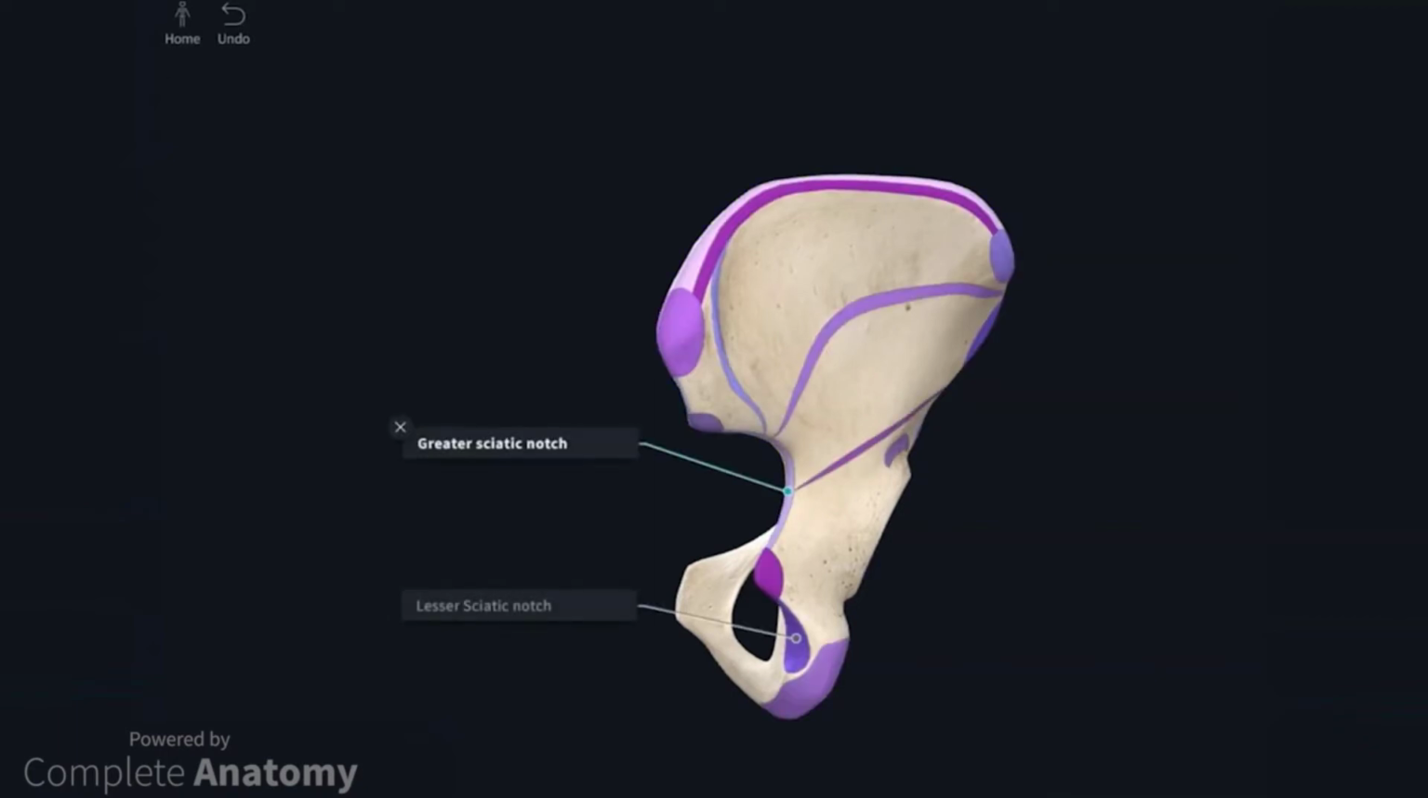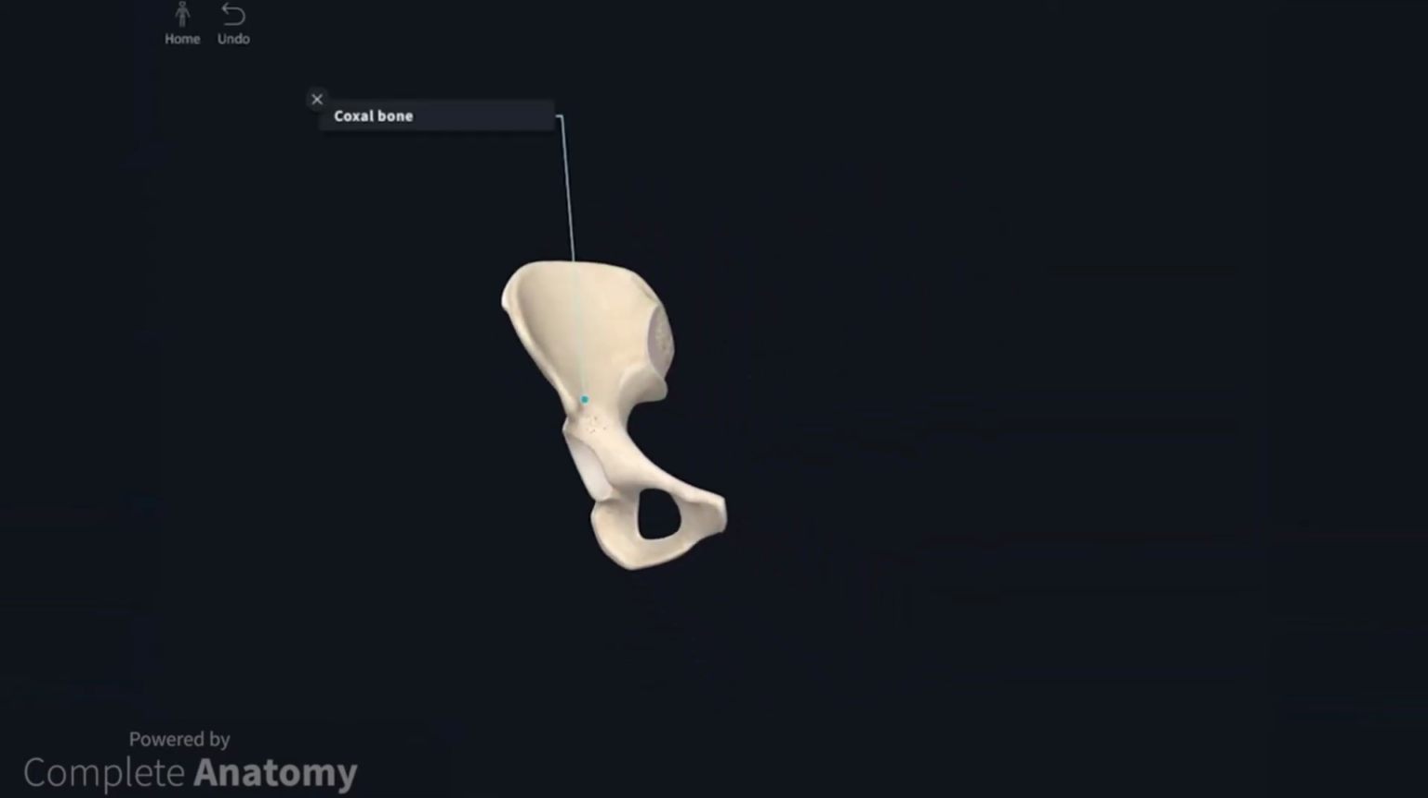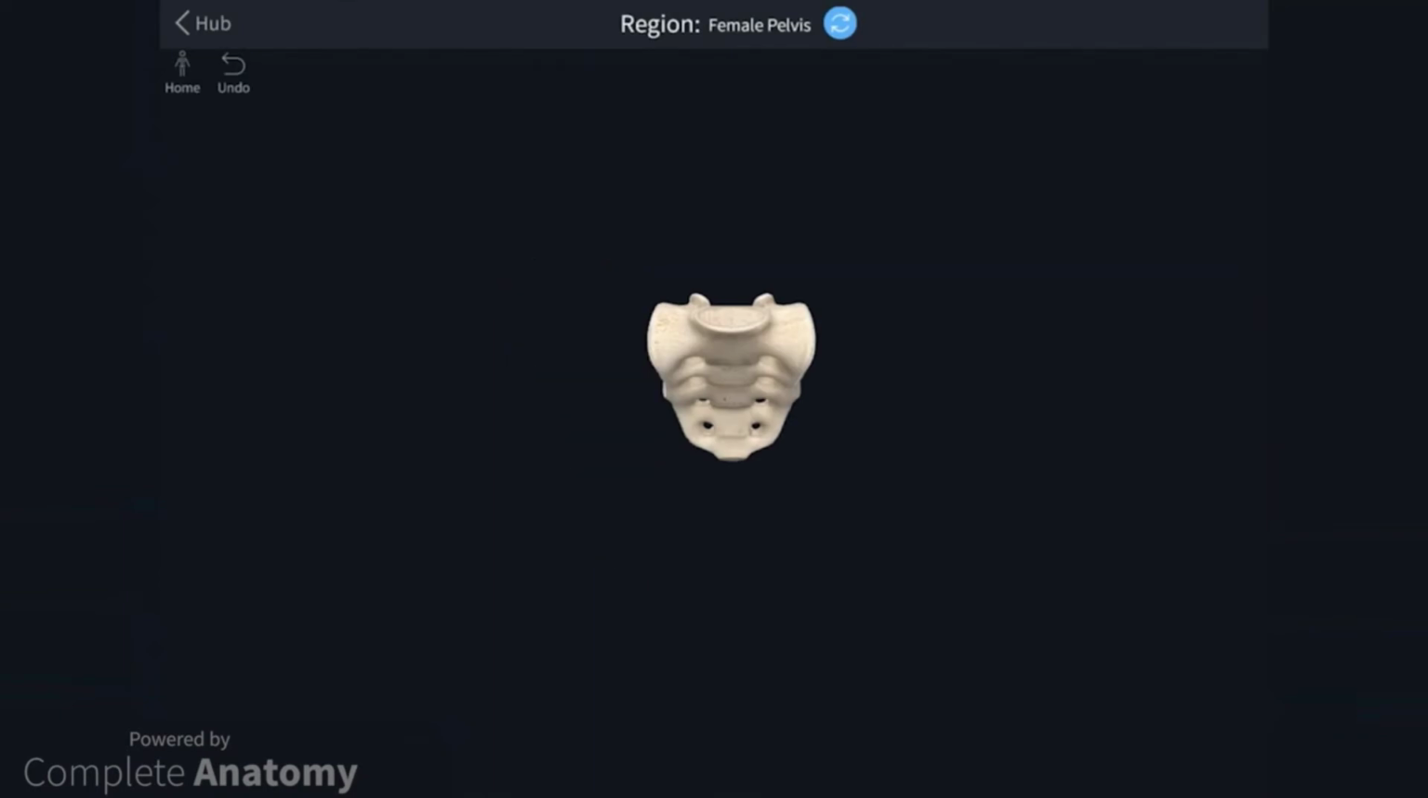Just before I move on to the sacrum, I will turn on the parts function on Complete Anatomy so that we can clearly see the greater and lesser sciatic notches, as well as the obturator foramen. So now I will add the sacrum and will remove the coxal bone so that I can briefly describe the sacrum.